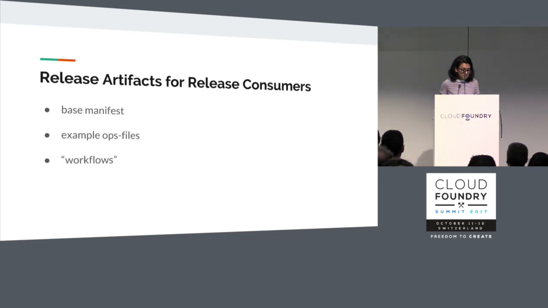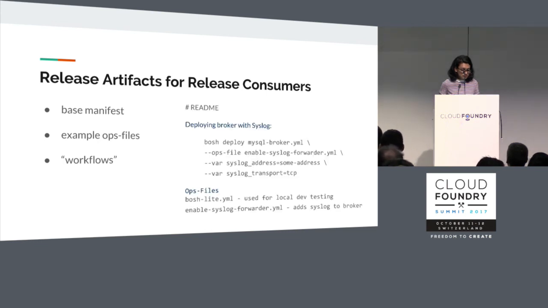So that kind of looks like this in a README. I think it's the cheapest way to get that done in your Bosch release, just being like, here's a common use case of deploying broker with syslog. Here are the set of operations that you would need to do. By the way, you're going to come across some of these other ops files inside of your repo. Here is what we use them for. They're basically examples for your disposal.